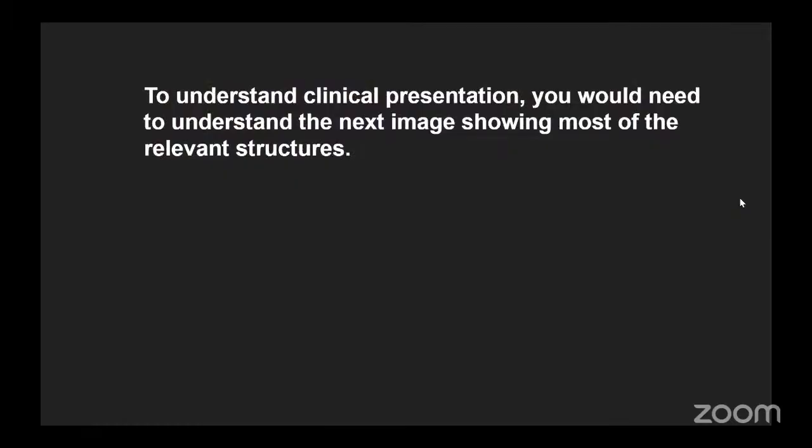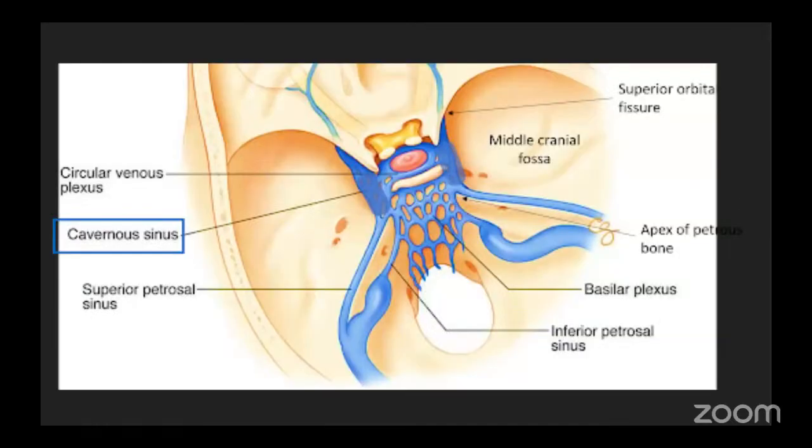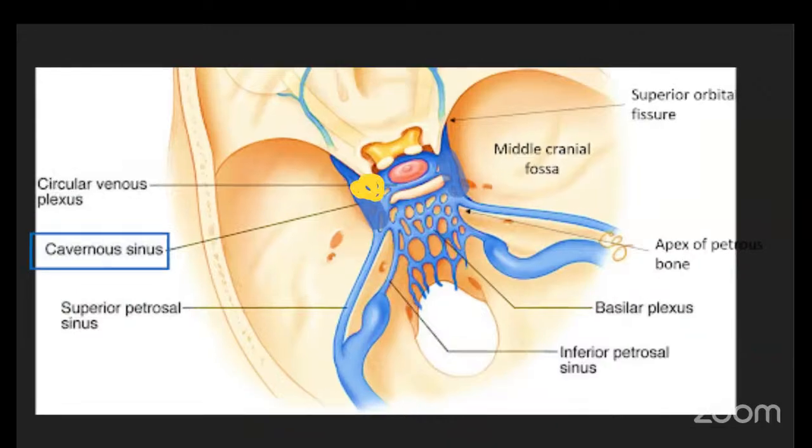Yes. Let me move. So this is a brief overview, a very simplistic illustration to make it clear, and you would have some idea of what structures are going to get involved if there's a lesion in this region. For example, the lesion is here. You can see cavernous sinuses. You can see the pituitary and the infundibulum.